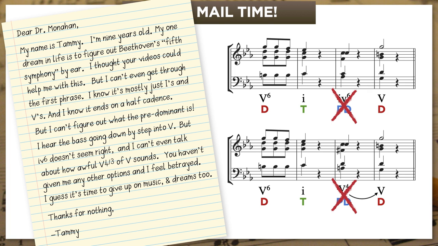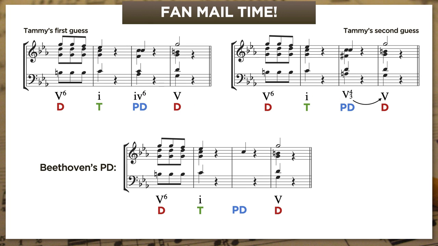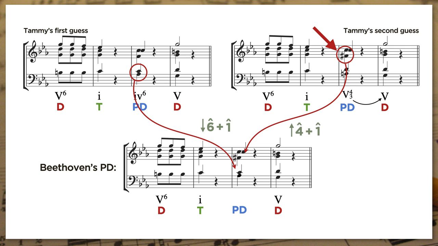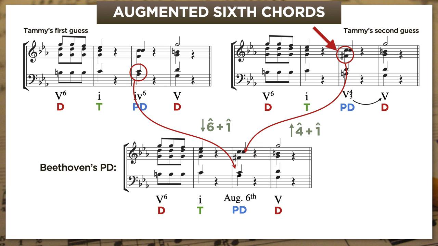Okay. Well, we're gonna use this as a learning opportunity, folks. This Tammy person, she's obviously a little punk, but she was closer to the right answer than she thought. So let's start by putting Tammy's two guesses up on top and then compare them to Beethoven's actual predominant down below. Basically, it turns out that each of Tammy's guesses is half right. From 4-6 on the left, she got the bass A-flat and the third above it. And from 5-7 of 5 on the right, which really does sound terrible, she got the tritone F-sharp to C. Put these together, and you get Beethoven's chord. And this new predominant that you've made by combining chunks of harmonies we already know is called an augmented sixth chord. So let's learn what these are, what they do, and why they have such weird names.